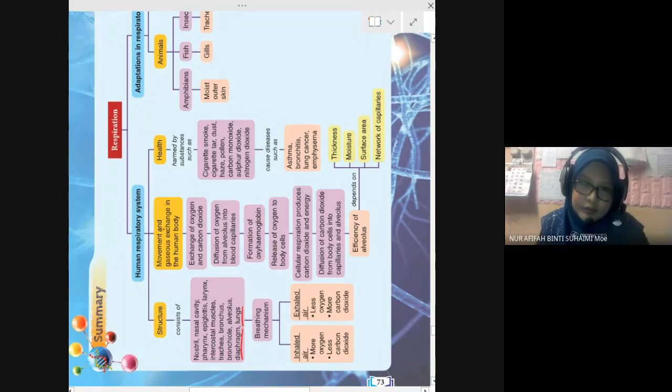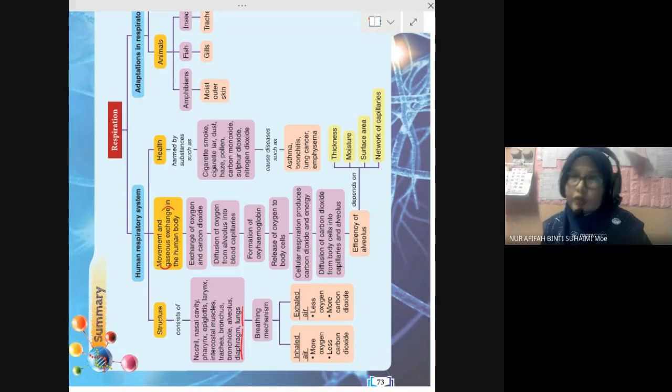Okay, next is movement and gases exchange in the human body. This one is the alveolus. Gases exchange in the human body. It talks about the alveolus. So how is the pathway of oxygen? Oxygen in the alveolus. Oxygen from alveolus diffuses into blood capillary. From blood capillary into red blood cell. Inside the red blood cell there is hemoglobin. Hemoglobin combines with oxygen to become oxyhemoglobin.